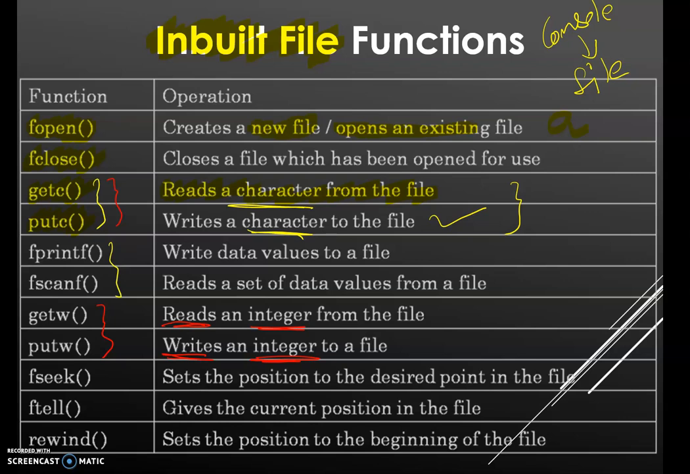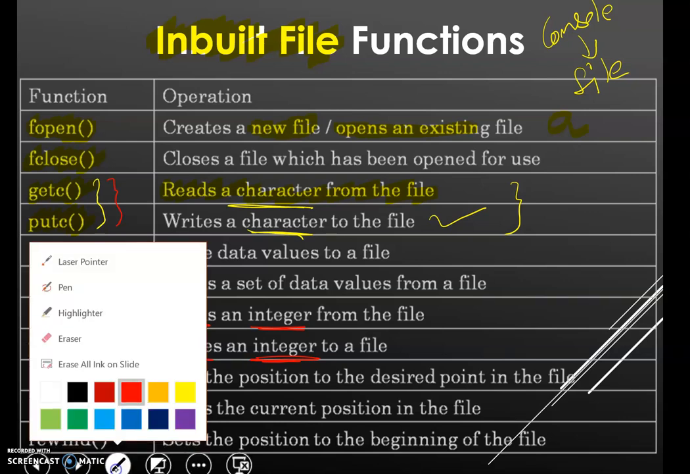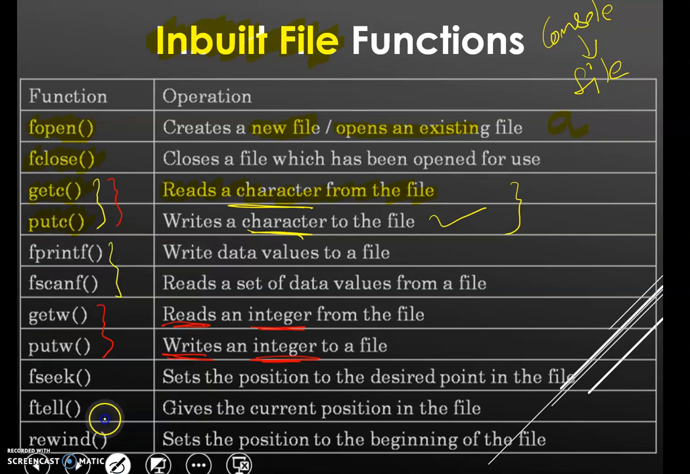Okay, then we have fseek and ftell, these two. See, seek means that we are looking for something, seeking for something, and tell means we want to tell something. So let's understand this. Fseek is a function which sets the position to the desired point in the file.